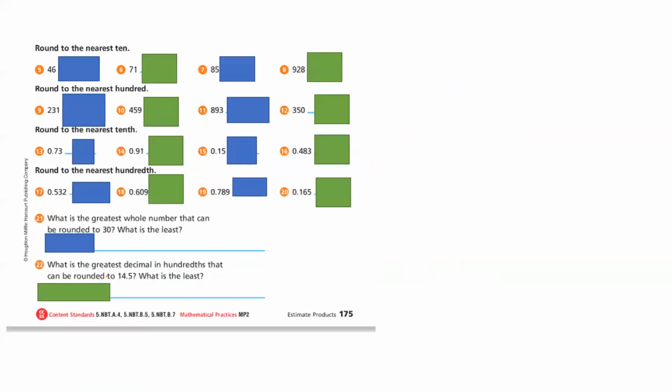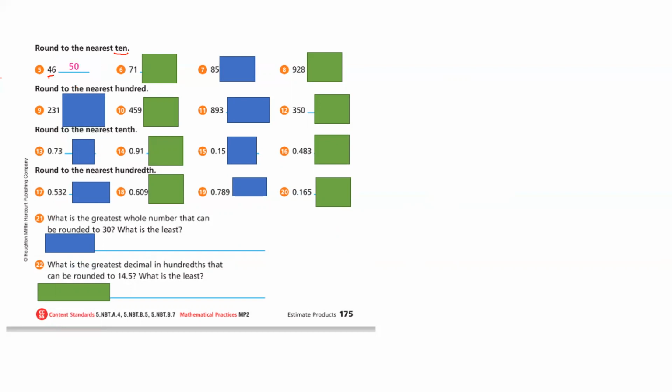All right. Now let's go to number 5. Number 5 says round to the nearest 10. Notice it's not tenths, it's 10. So if you're counting by tens, is it closer to 40 or 50? Well, 46 is closer to 50.